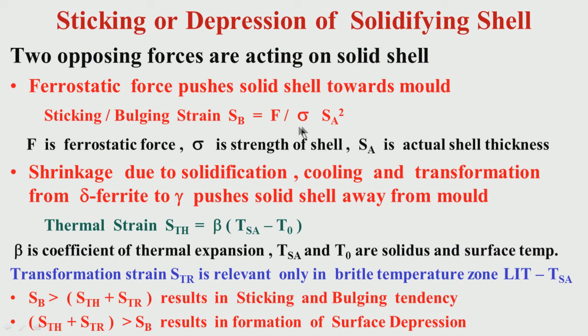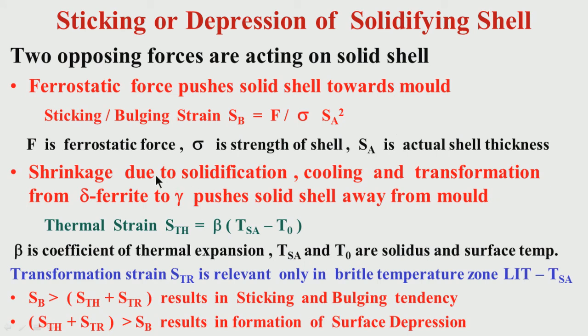So, it is a combination of the strength of the shell and the thickness of the shell squared. Since the square is there, thickness plays a predominant role. So, microsegregation, that means too much mushy zone and a narrow shell thickness, is a cause of high sticking and bulging strain.